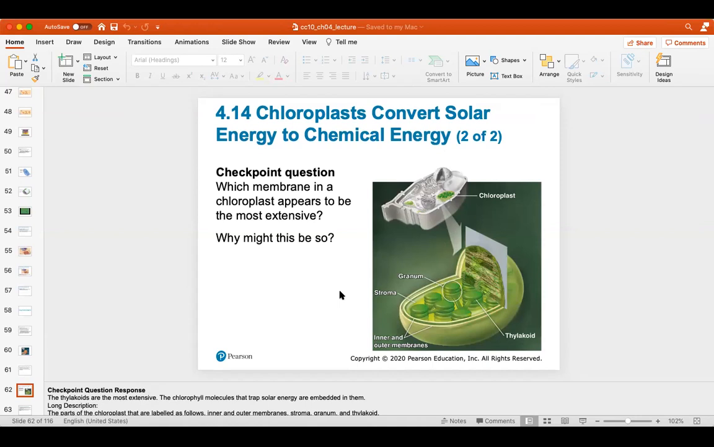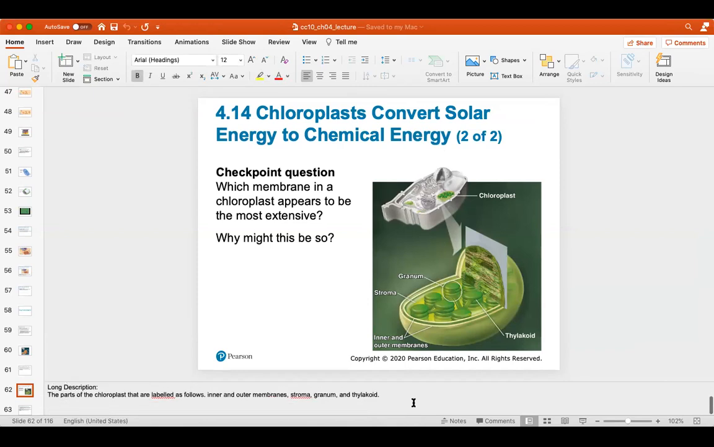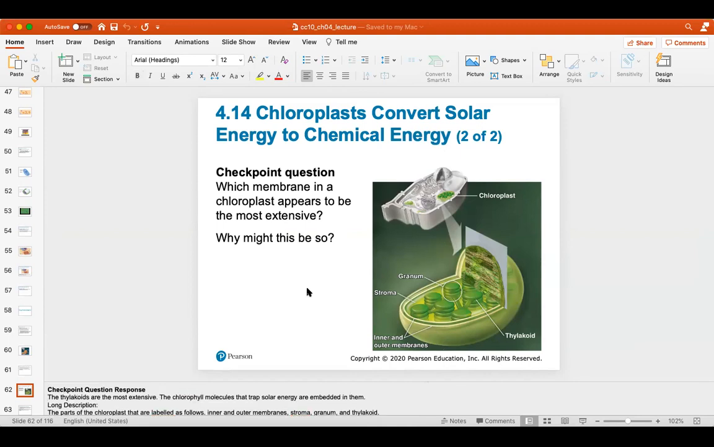Membrane in a chloroplast appears to be the most extensive. And you can kind of see here the parts of the chloroplasts are labeled, the inner and outer membranes, the stroma, the granum, and the thylakoid. And you can see here both membranes are kind of about the same, and probably because they're both doing an equal amount of work.